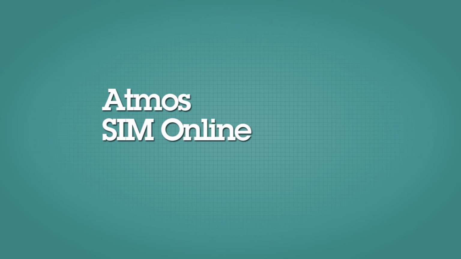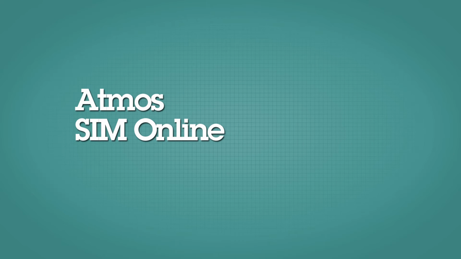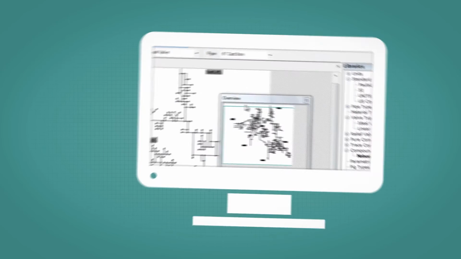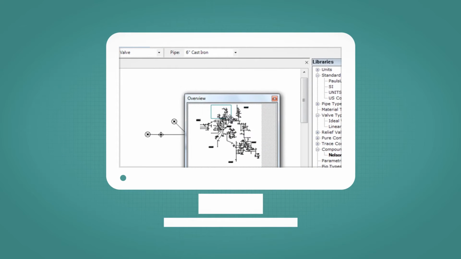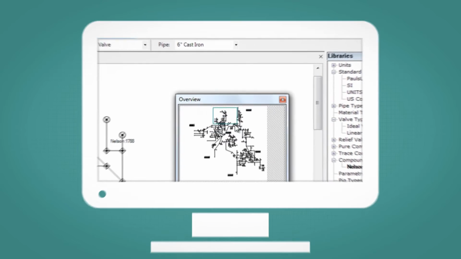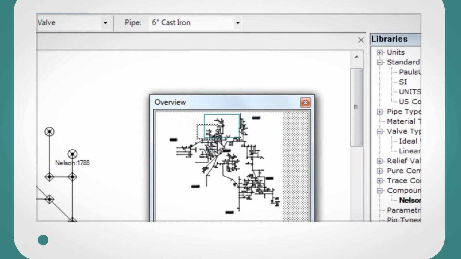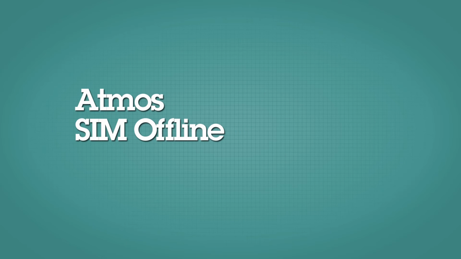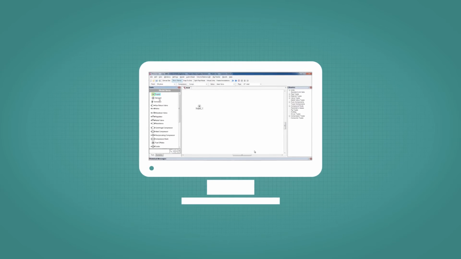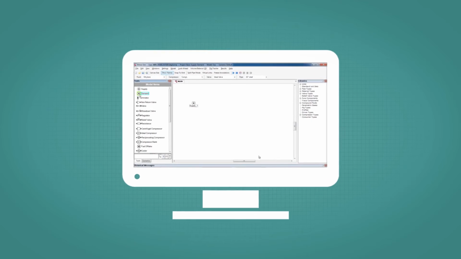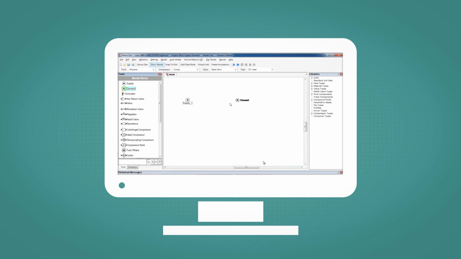The Simulation Suite includes Atmos Sim Online, providing the most robust and accurate online simulation results in the market by monitoring areas with limited or no instrumentation, forecasting events, creating predictive models, and detecting leaks in real time. Atmos Sim Offline, ideal for design, equipment sizing, operational tuning, capacity planning, and training.